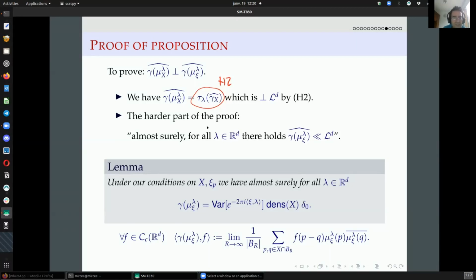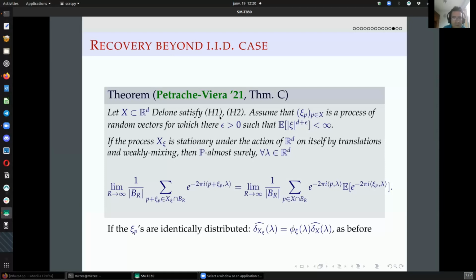And so I just mentioned that we have another theorem, which is extending the other part of the result. Here we have this other version where you have a Delone set that satisfies H1 and H2, the same hypothesis on the noise, on the perturbations, and then we assume that the perturbed configuration gives a stationary process. And this stationary process means under the action of R^d.